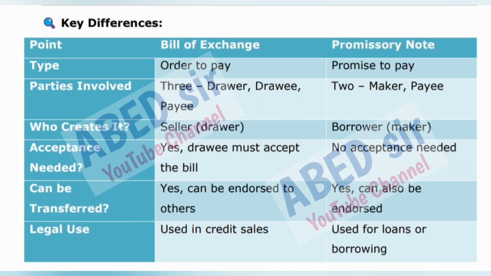Key differences. Point: bill of exchange, promissory note. Type: order to pay, promise to pay. Parties involved: 3, drawer, drawee, payee; 2, maker, payee. Who creates it? Seller, drawer; borrower, maker. Acceptance needed: yes, drawee must accept the bill; no acceptance needed. Can be transferred? Yes, can be endorsed to others; yes, can also be endorsed. Legal use: used in credit sales; used for loans or borrowing.